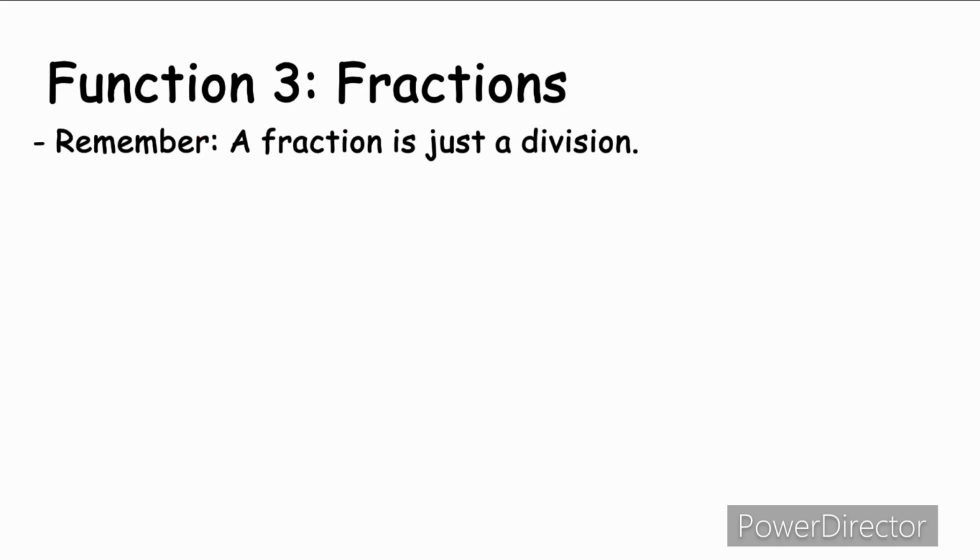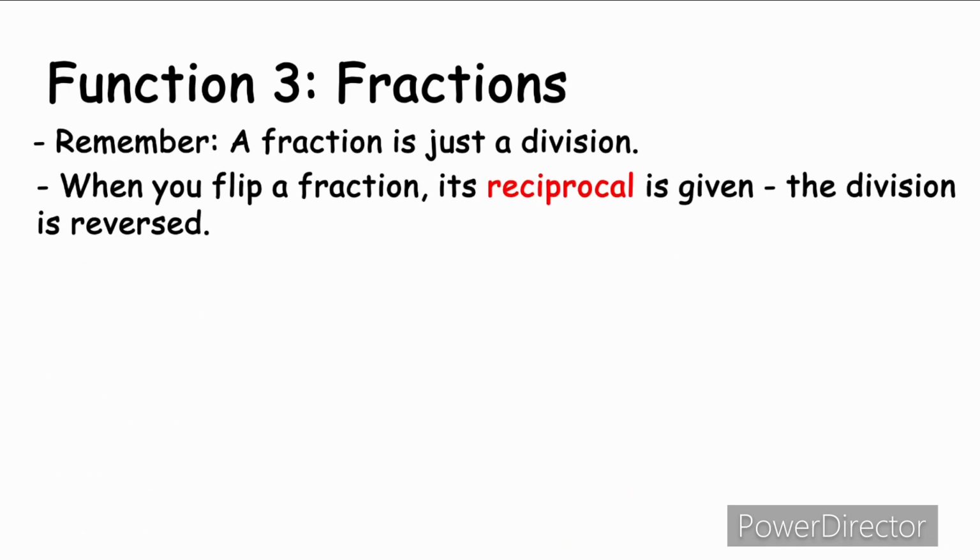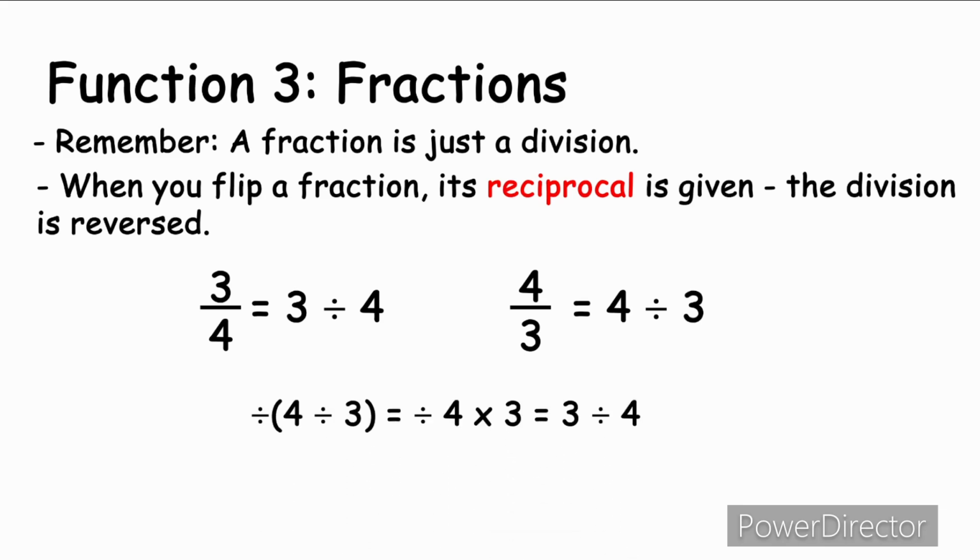Third function, more of an explanation of fractions. Remember that a fraction is just a division, the numerator divided by the denominator. When you flip a fraction, changing the numerator into the denominator and vice versa, you will get the reciprocal of the fraction, meaning that the division is reversed. To visualize it, 3 over 4 is basically 3 divided by 4, and 4 over 3 is basically 4 divided by 3. The relationship between these two numbers can be shown from this line.